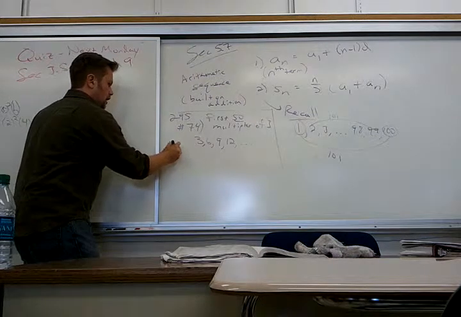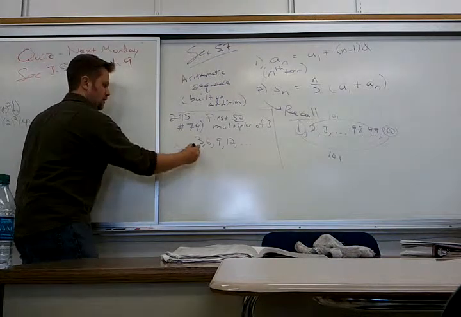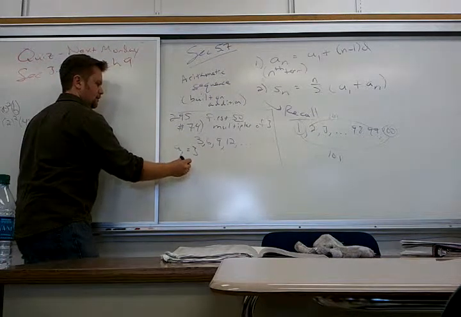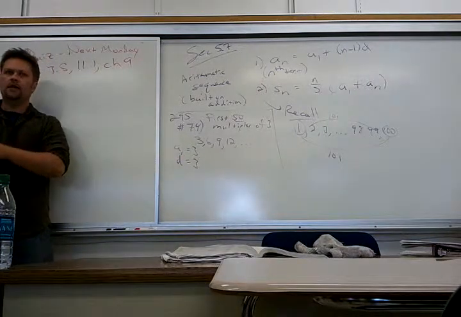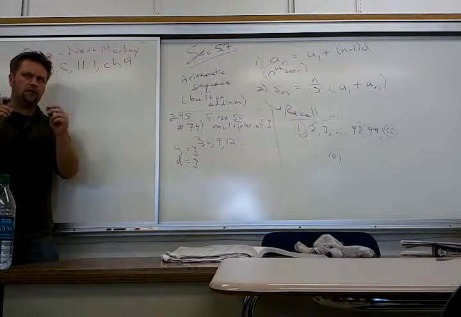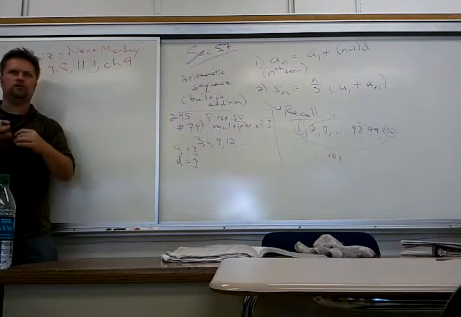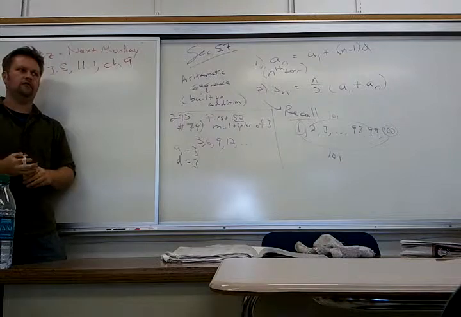So somebody help me out here. What's a_1? 3. And what's d? 3. Very single-minded sequence here, right? And they asked me for the sum, but the mistake people make is you try to do the sum formula. You don't even have enough information yet.